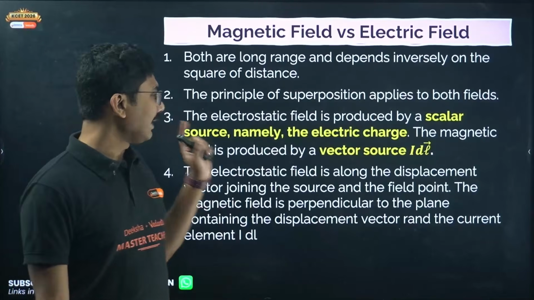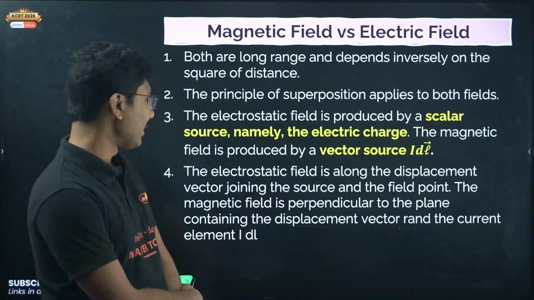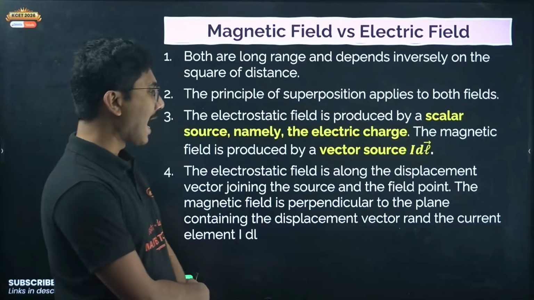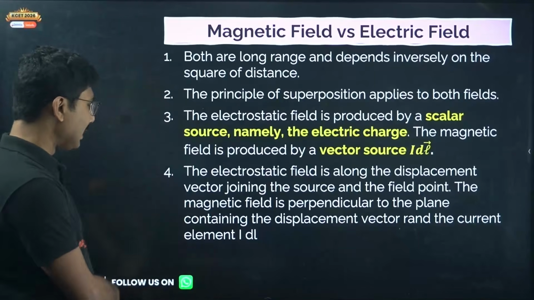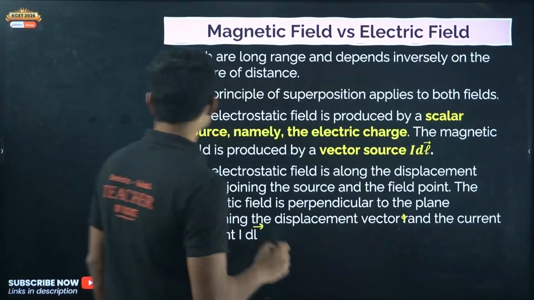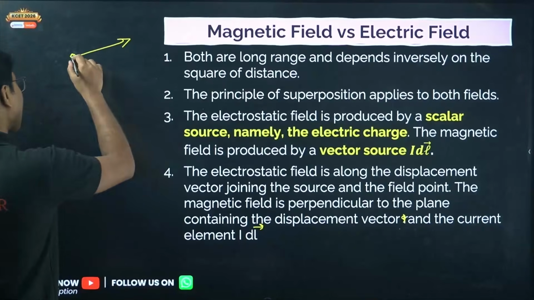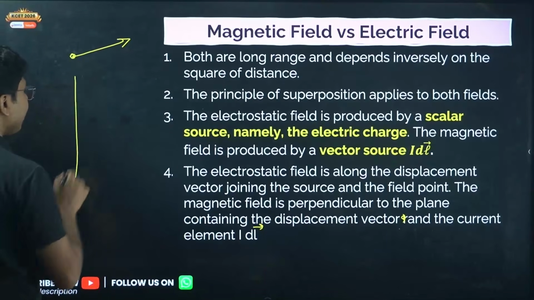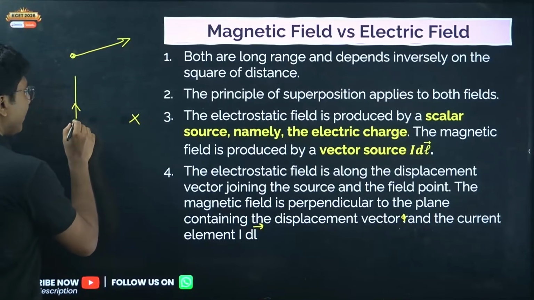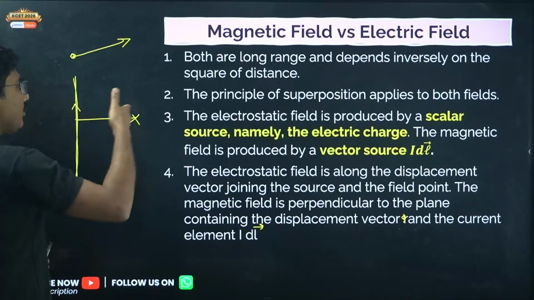Current element is given by I dl, the same dl that we have used in the last case. The electrostatic field is along the displacement vector joining the source and the field point. The magnetic field is perpendicular to the plane containing the displacement vector and the current element I dl. If you try to find the electric field due to a point charge, it is along the line joining the point and the charge. But if you find the magnetic field due to a current carrying wire, it will be perpendicular to both this wire and this distance.